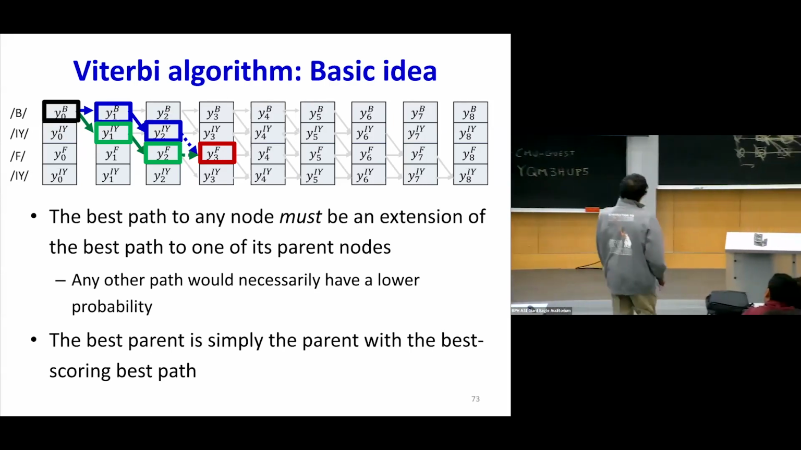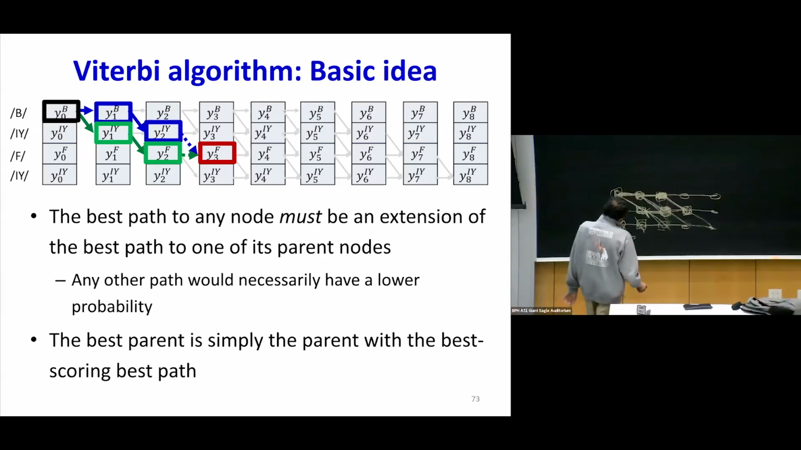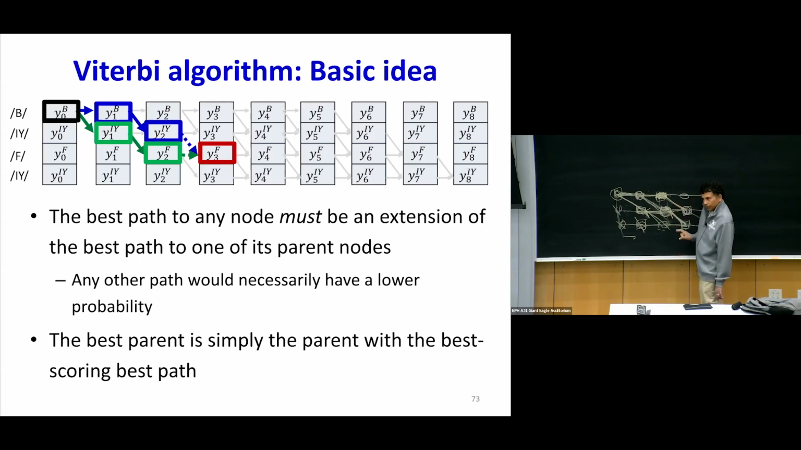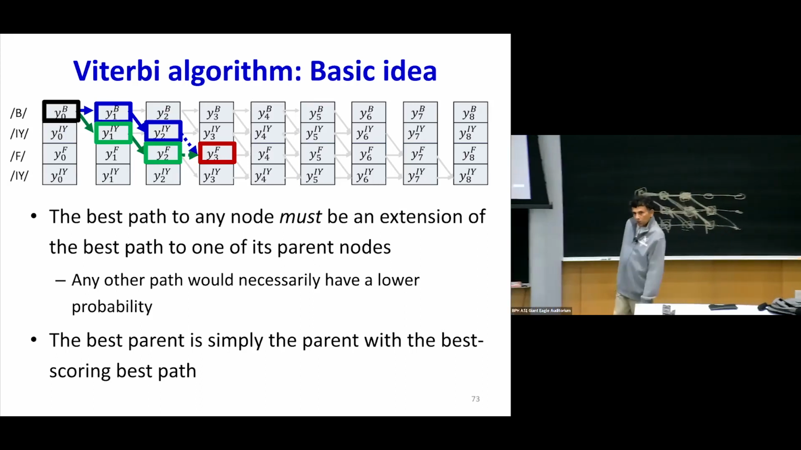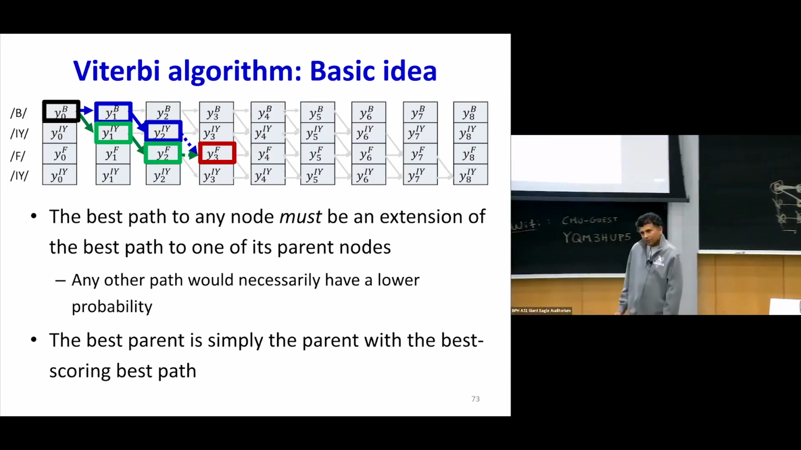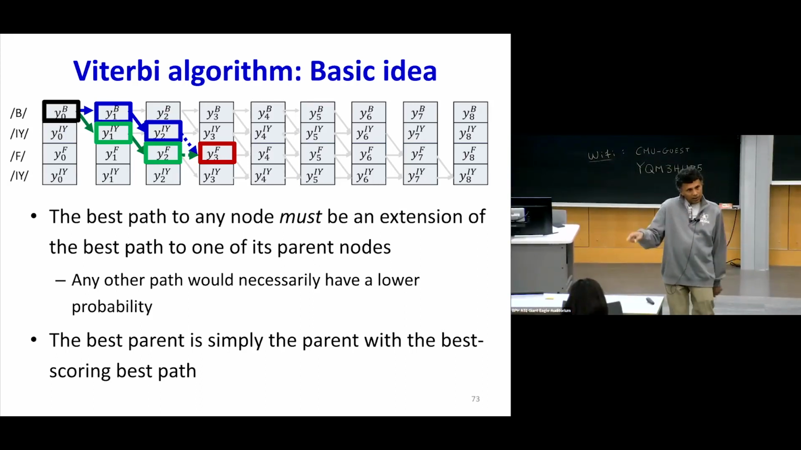So at each time, all you really need to do is find out who the best parent is. Retain that information. And then compute the probability and then extend the best path probability of the best parent with the probability of the current node. So it's a simple algorithm. It's very trivial, and you're going to do it in order N times T, right?